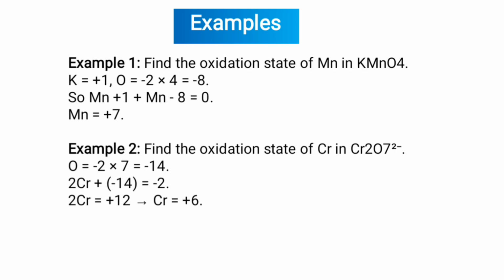Example 2, find the oxidation state of chromium in Cr2O7 2-. So O is equal to -2 multiplied by 7, which is equal to -14, and 2Cr plus -14 is equal to -2. So 2Cr is equal to +12, and the single chromium has a +6 oxidation state. So this is all about today's lecture on oxidation states and rules for assigning oxidation state.